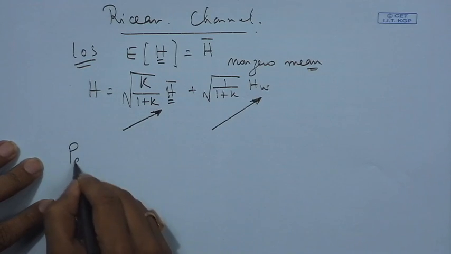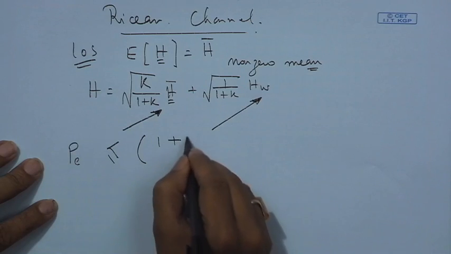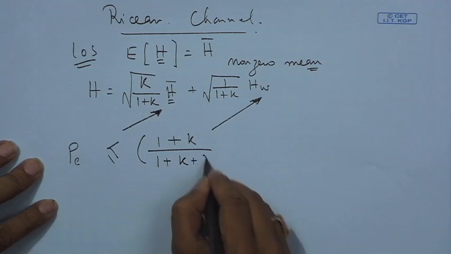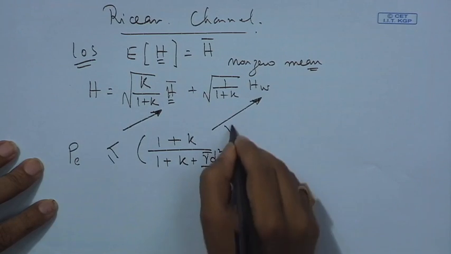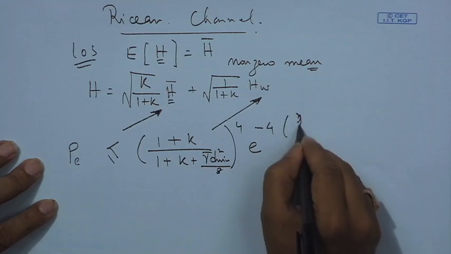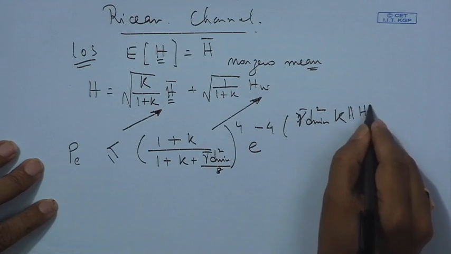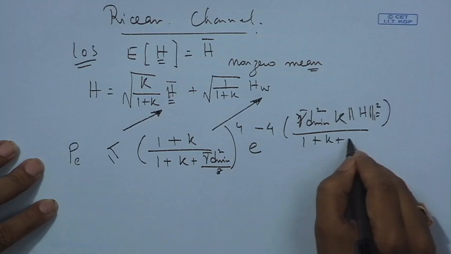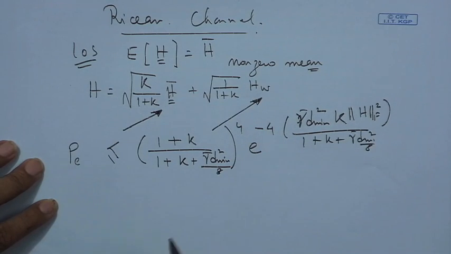In this case, we have the probability of error expression given as less than 1 plus k divided by 1 plus k plus gamma bar, this is the per-branch SNR, divided by 8, raised to the power of minus 4 gamma bar d mean squared k mod hf squared divided by 1 plus k plus gamma bar d mean squared upon 8. So this is the expression for it.